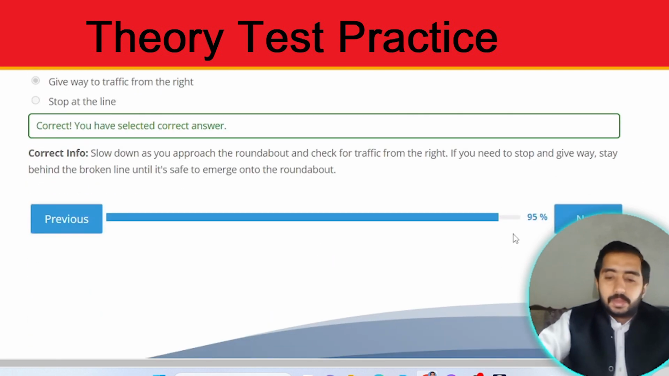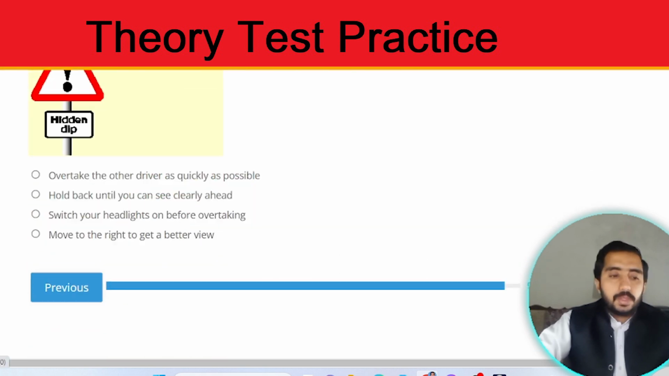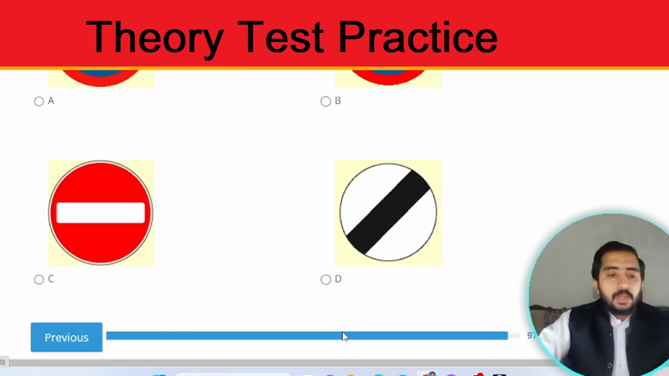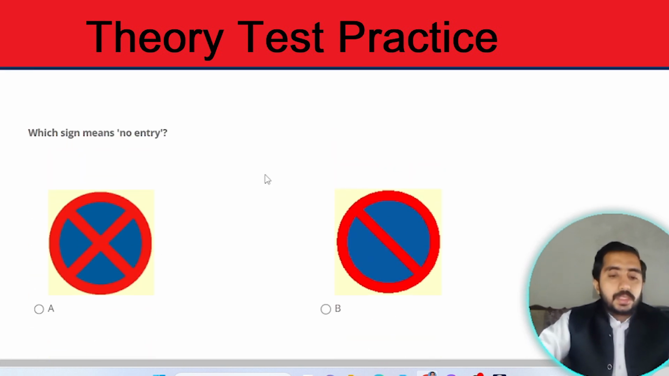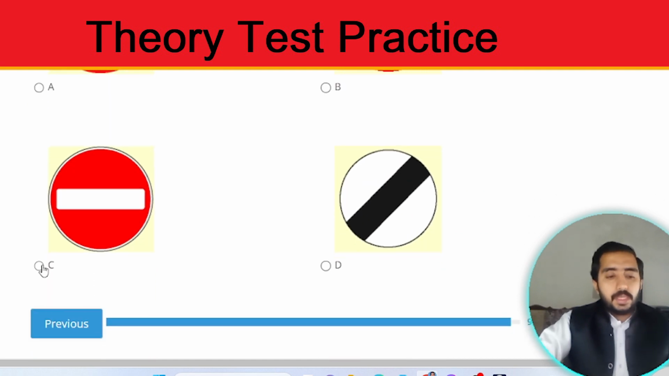Option C. Our next question is the next symbol, which is represented by cycle route ahead. D. Next one. You are about to overtake. What should you do when you see this sign? Okay, this sign indicates a hidden dip, so hold back until you can see clearly ahead. Option B. Next one, which is the no entry sign? The no entry sign is sign number C.